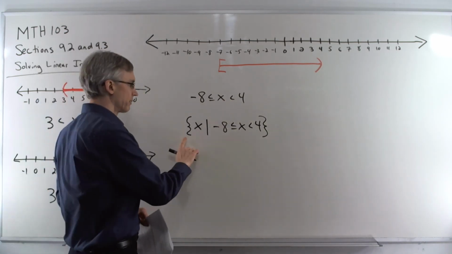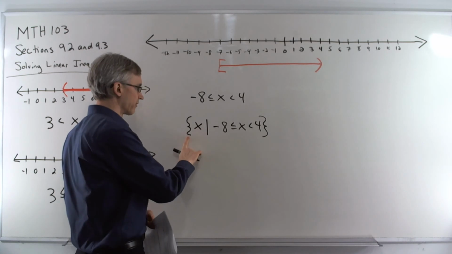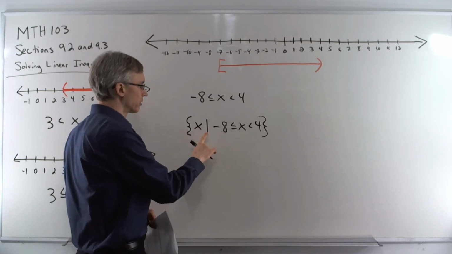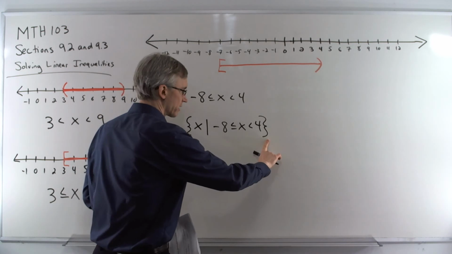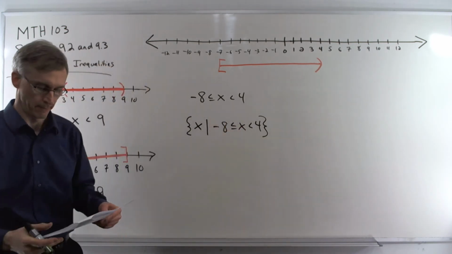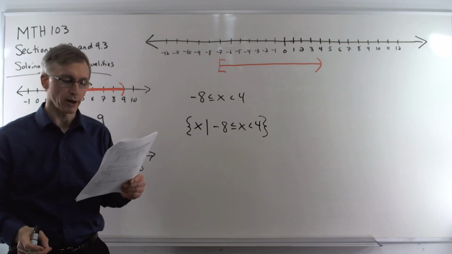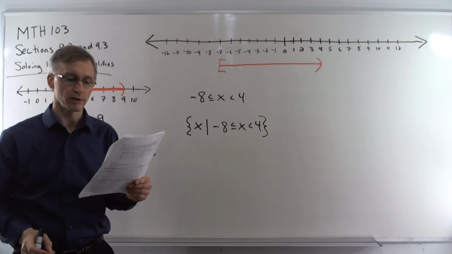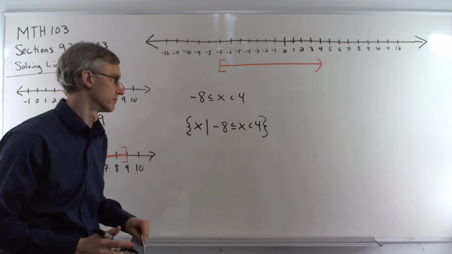Every time you use set builder notation, we'll have a curly brace, the variable, a line, and a curly brace on the end. And then you take your inequality and stick it in there. Your turn, number 2. Write x is strictly greater than 12 in set builder notation.